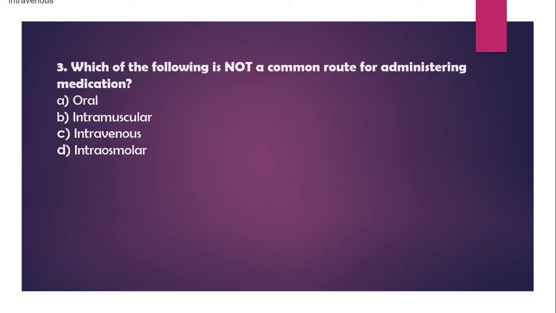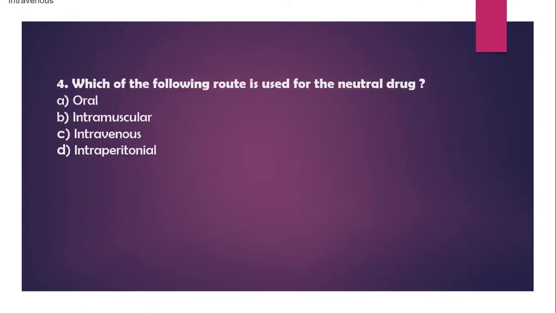Next one is, which of the following is not a common route of administering medication? Option A is oral, B is intramuscular, C is intravenous, D is intraosmolar, and the answer is D, which is intraosmolar. Next question. Which of the following routes is used for neutral drugs? First one is oral, intramuscular, intravenous, and intraperitoneal. And the answer is A, which is oral.